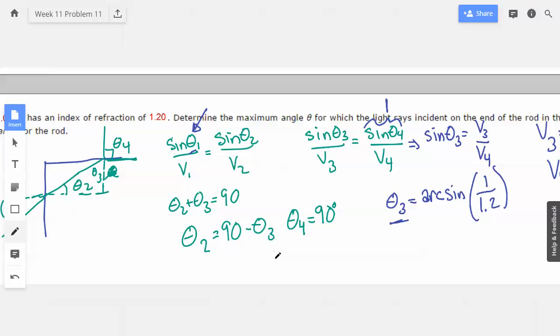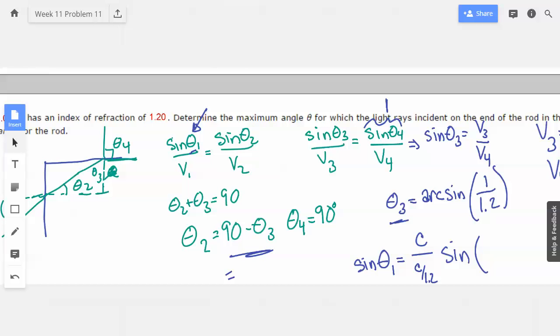So, theta 1. I'm going to say the sine of theta 1 equals v1, which started on the outside, so it's just going to be c, divided by v2. v2 is inside the glass, so it's going to be c divided by 1.2, times the sine of theta 2. So theta 2 is 90 minus theta 3. I should probably just figure that out right now.